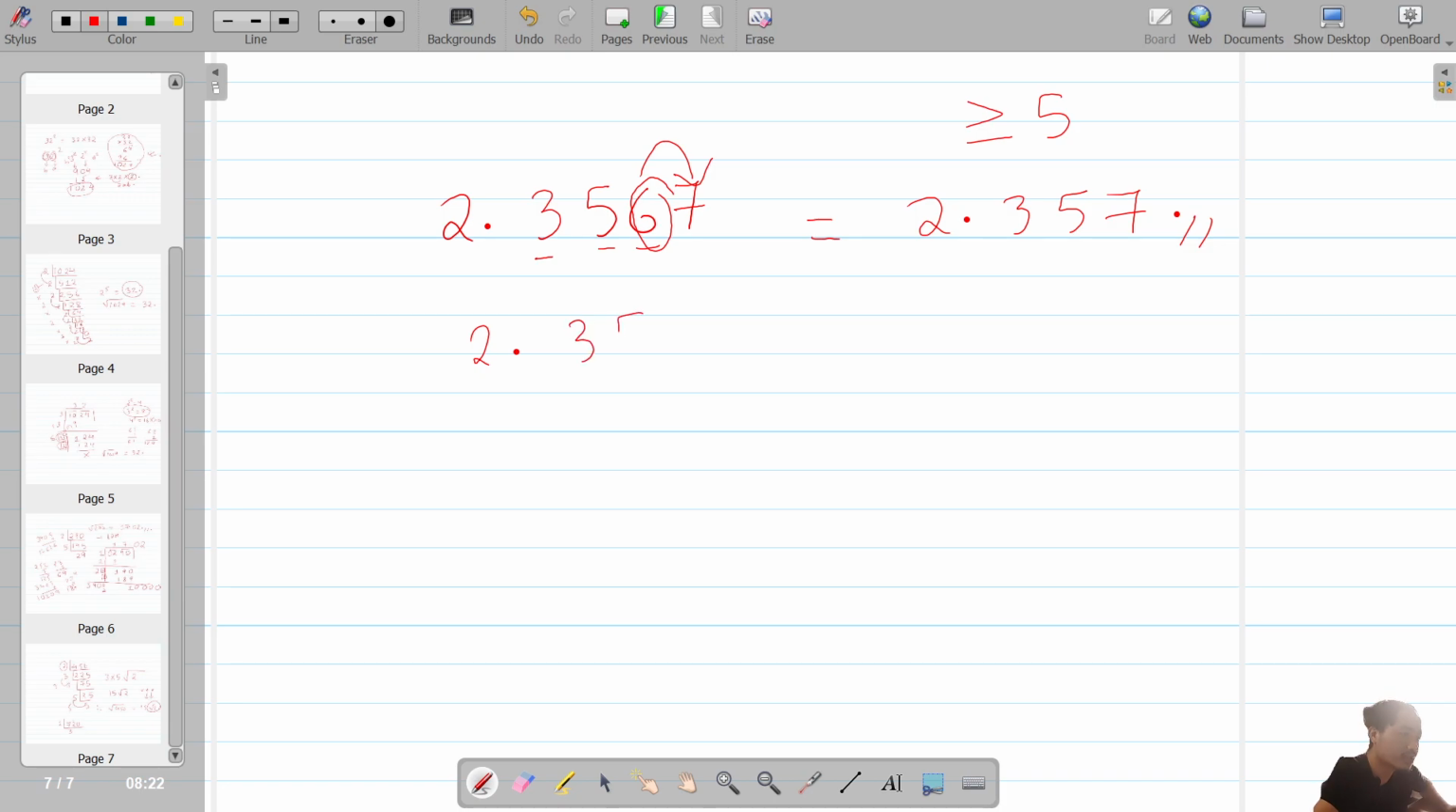Similarly, 2.356, if I say second significant digits, then 6 is greater than 5, so you will add 1 to 5 again, 2.36.